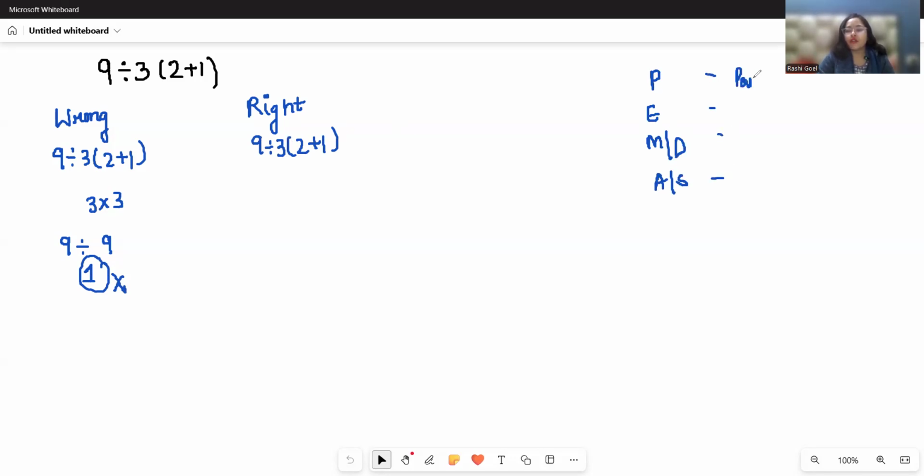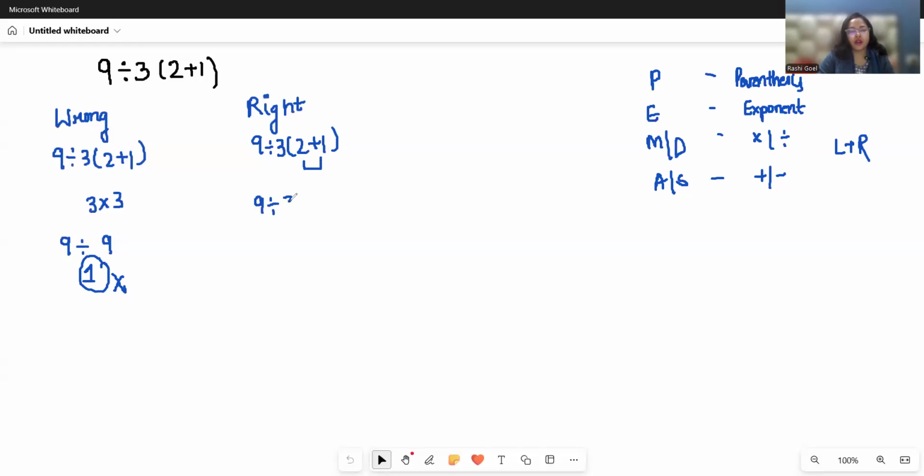First you have to solve the parenthesis, then exponent, then multiplication and division, which both have the same priority, but you have to solve them from left to right. Similarly, addition and subtraction.